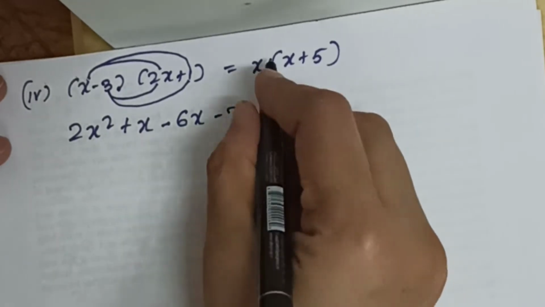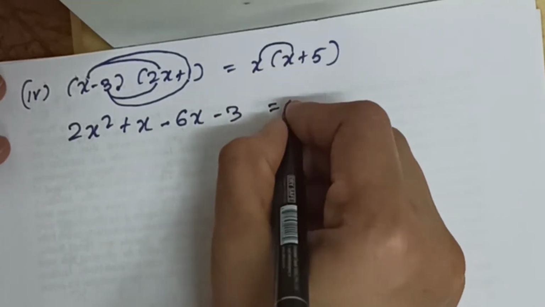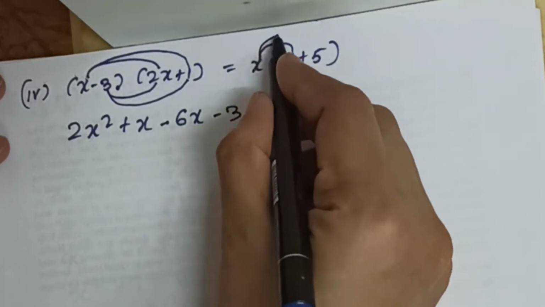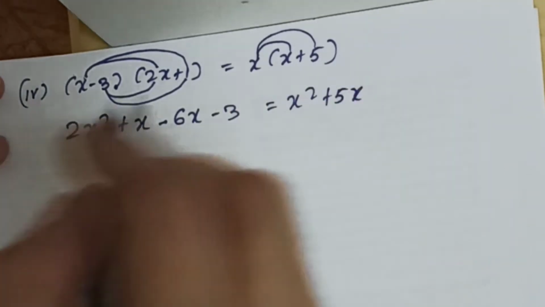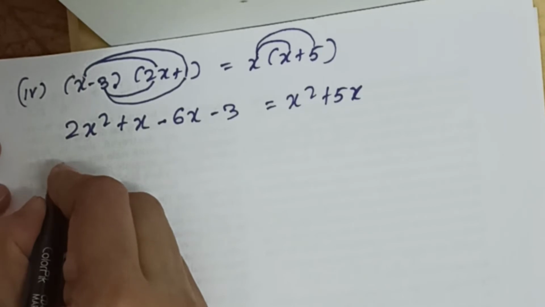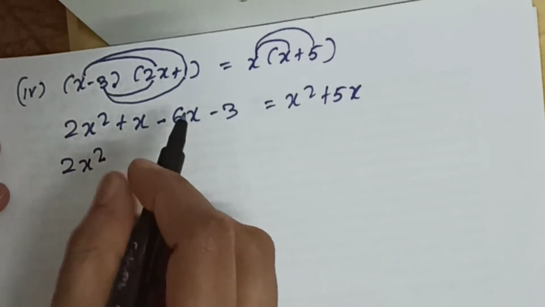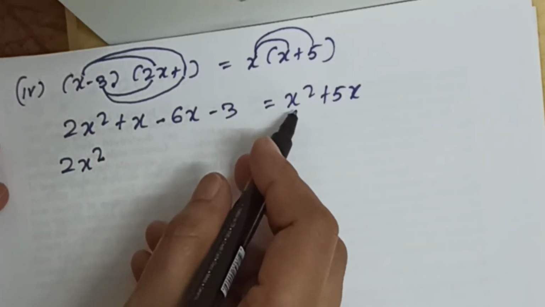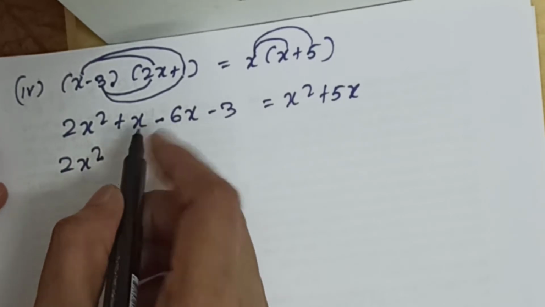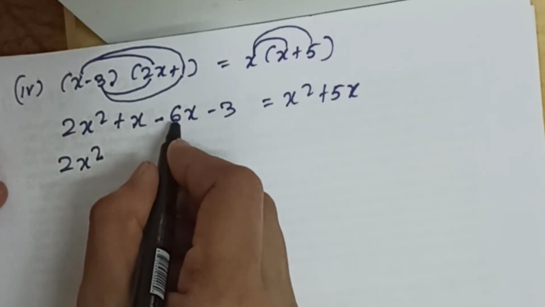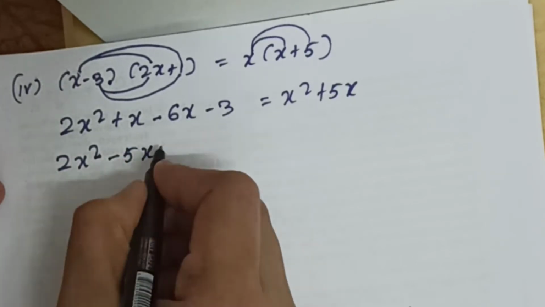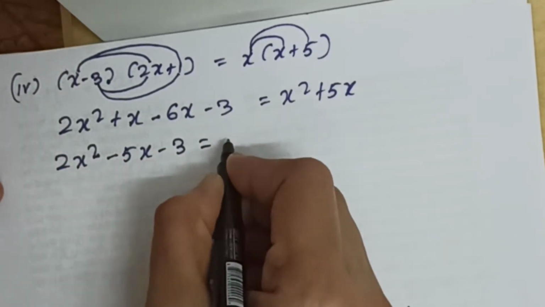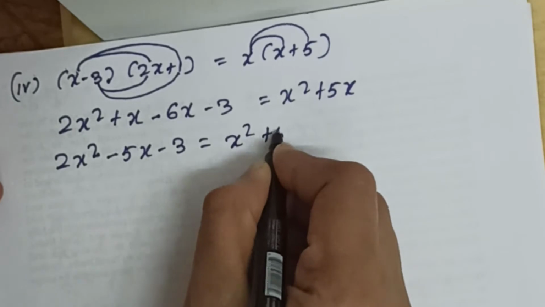Now let us see what is happening on the right hand side. x into x, x square, x into 5, plus 5x. That's all. Now see, we have 2x square, and here 1x square, isn't it? Before that, we will solve x minus 6x, minus 5x. And here it is minus 3. Now on the right hand side we have x square plus 5x.